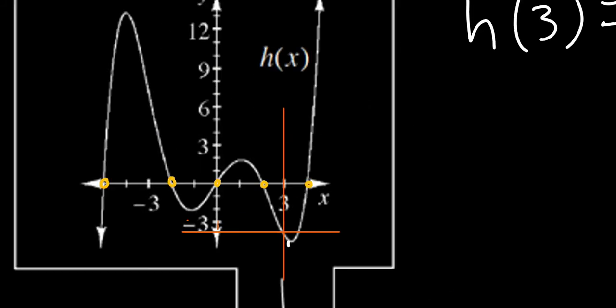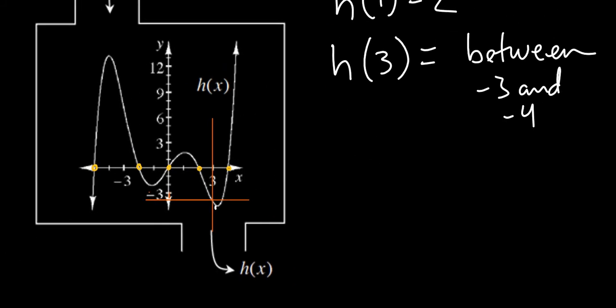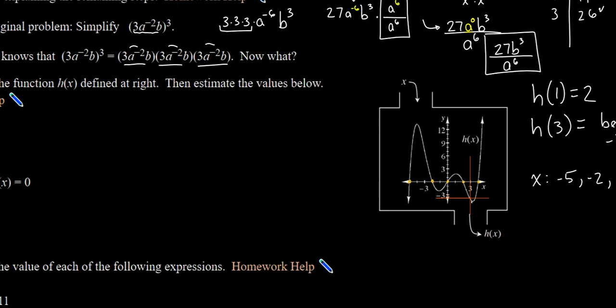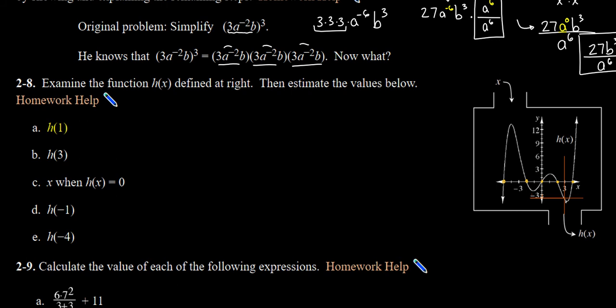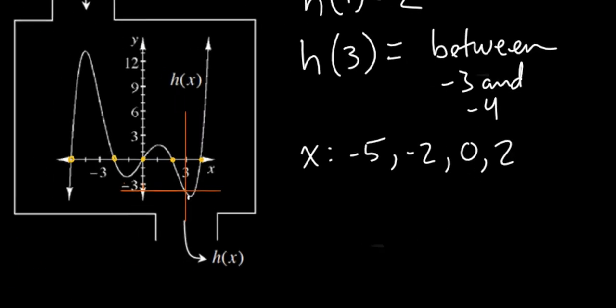There's a lot. I would say x can be, it looks like -5. It could be -2. It looks like 0 produces 0, and it looks like 2 produces 0, right? So there's 4 values there, -5, -2, 0, and 2, that all produce answers of 0. And then the final question is, 2 more, h of -1 and then h of -4.